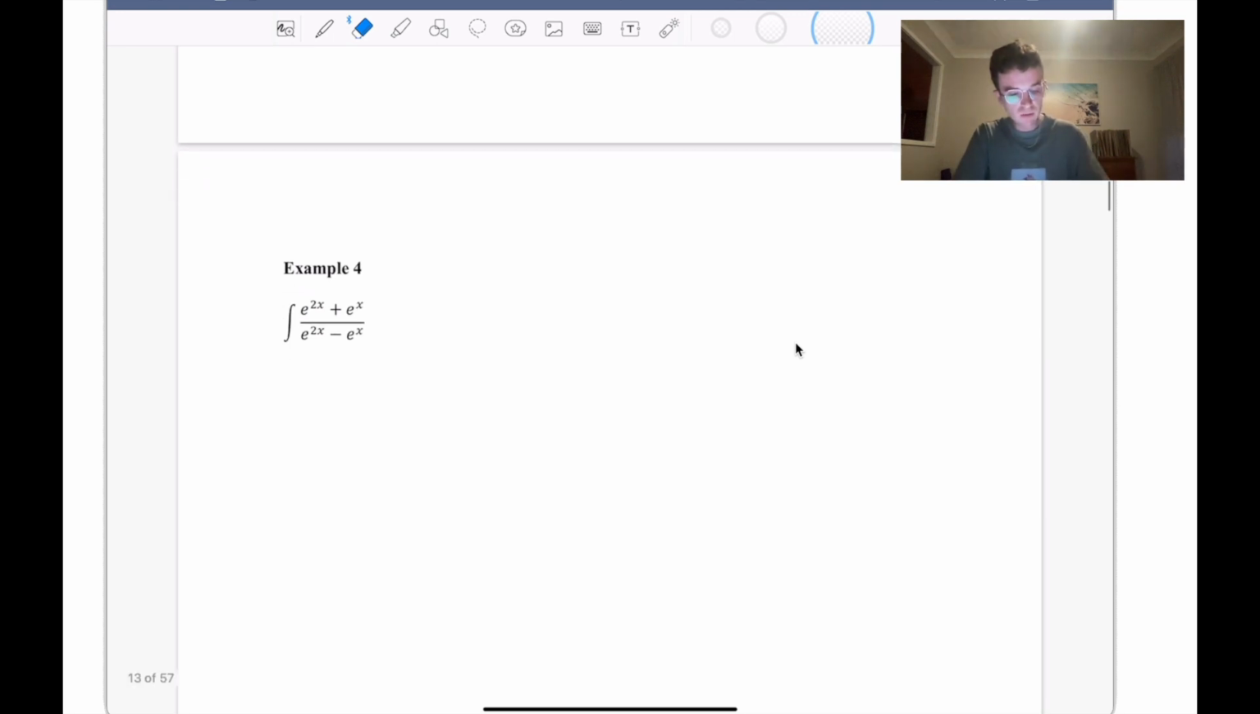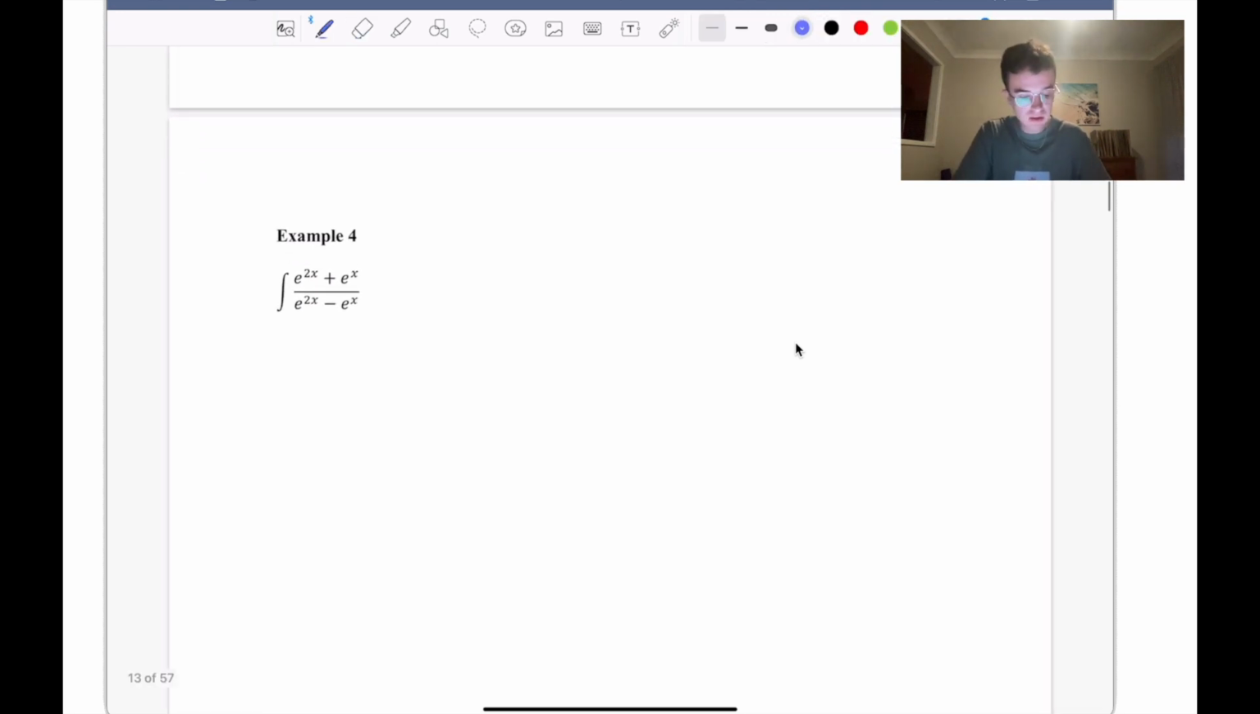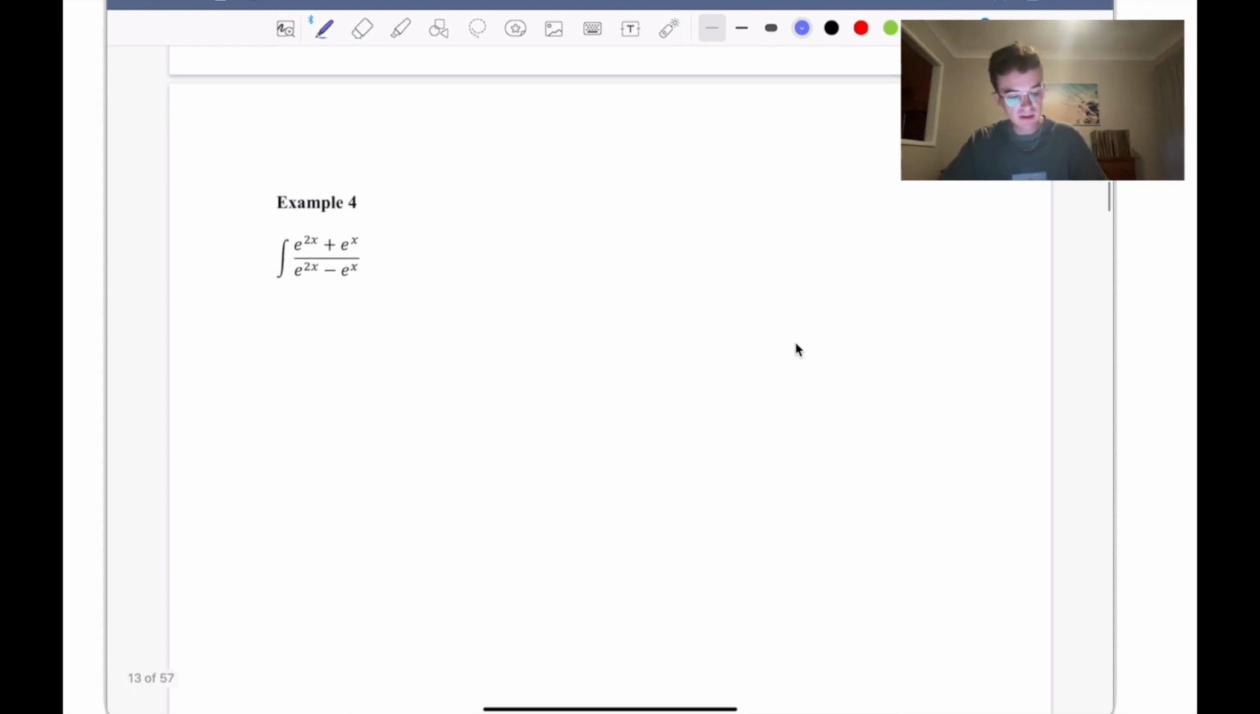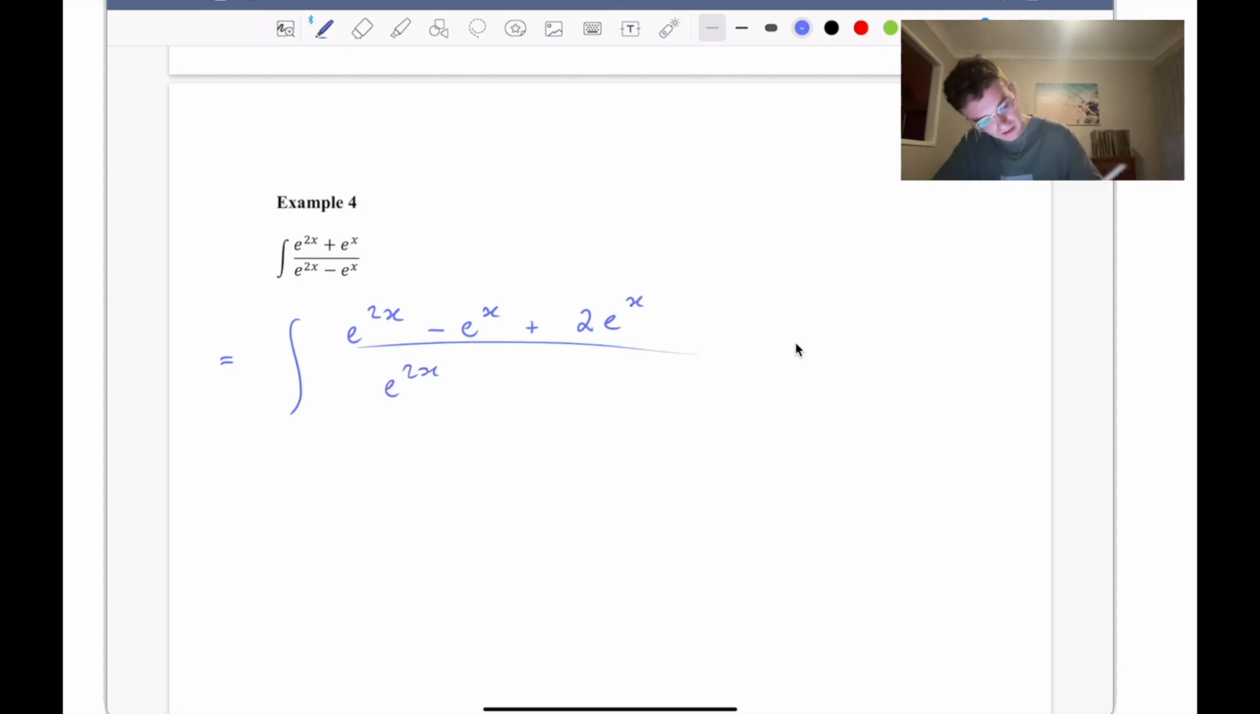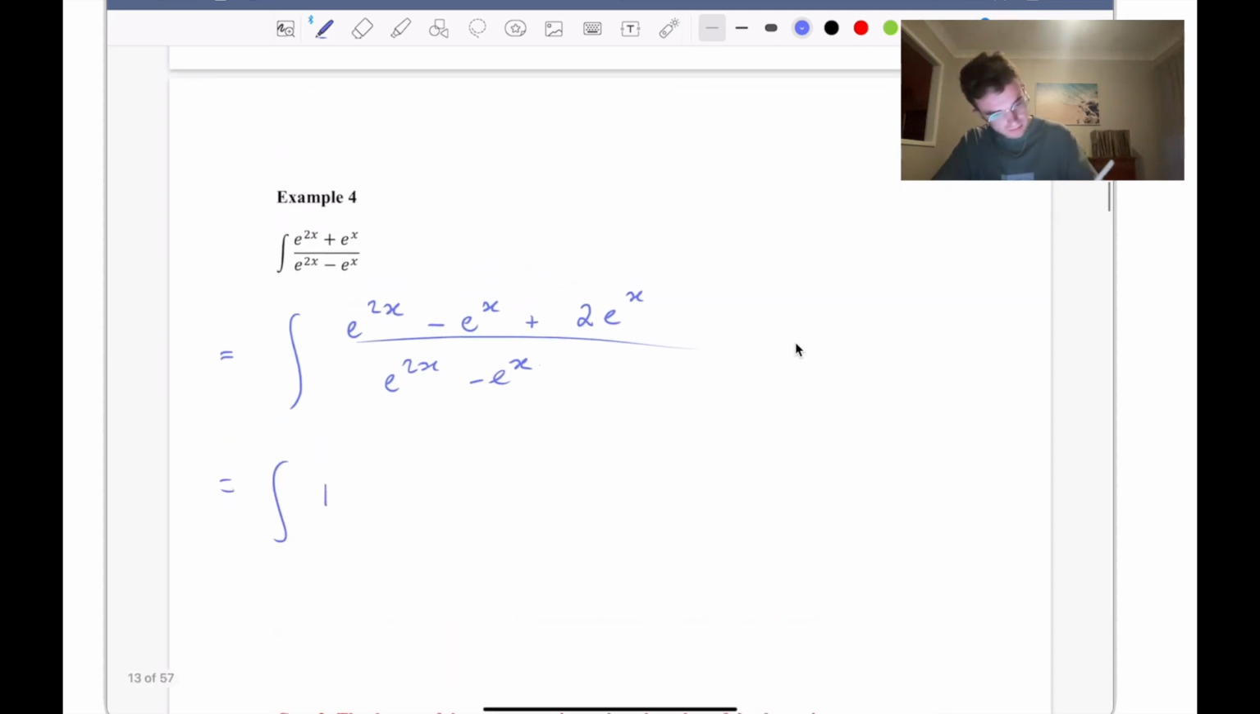Okay, the next example, we're looking at the integral of e to the 2x plus e to the x on e to the 2x minus e to the x. Again, we're going to try and write the numerator in terms of the denominator. So this is the integral of e to the 2x minus e to the x plus 2 lots of e to the x on e to the 2x minus e to the x. Of course, this is now going to be the integral of 1 minus 2 lots of e to the x on e to the 2x minus e to the x.